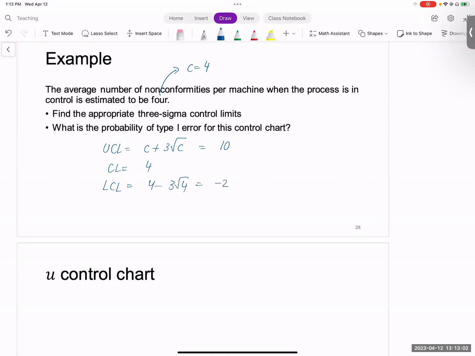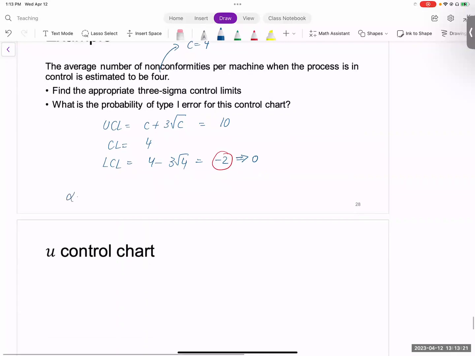Again, keep in mind, we just talked about this. If LCL is negative, ask yourself, can the number of non-conformities be negative? It cannot be negative, so you make it equal to 0, right? And then the second question is, what is the probability of type 1 error? Well, the probability of type 1 error is alpha, which is the probability that X, the number of non-conformities, is greater than or equal to UCL or less than or equal to LCL, given the process is in control.